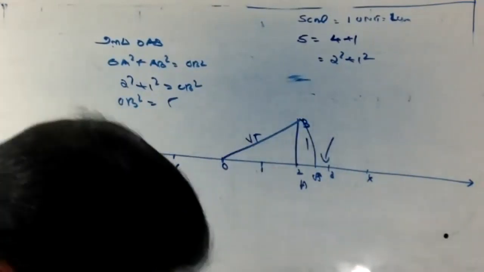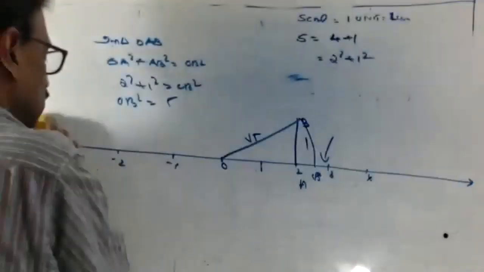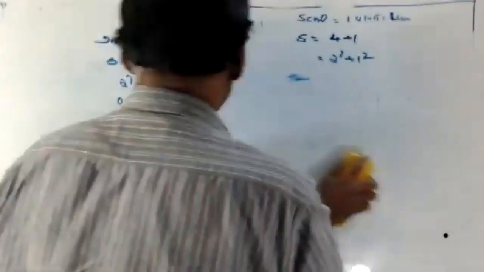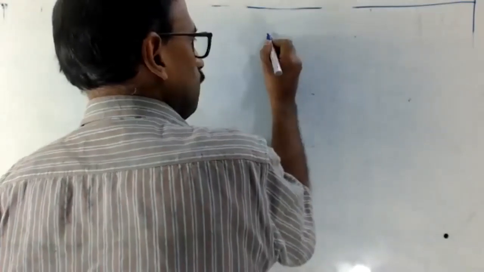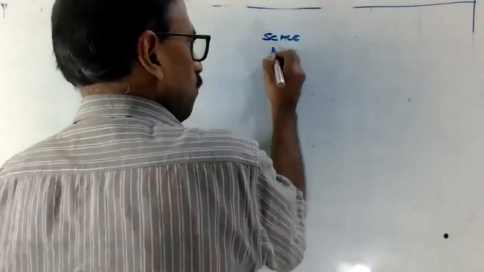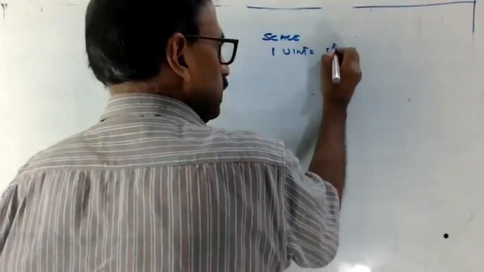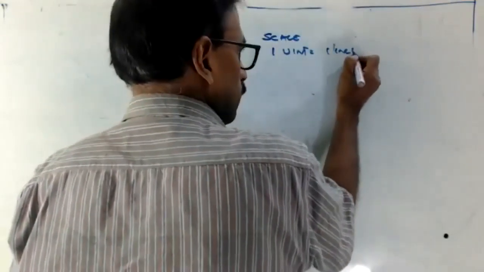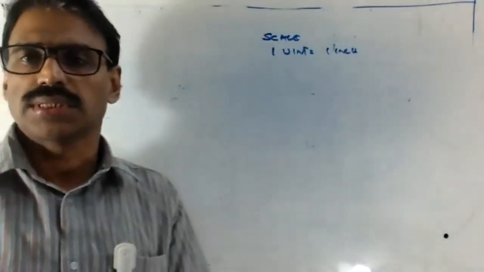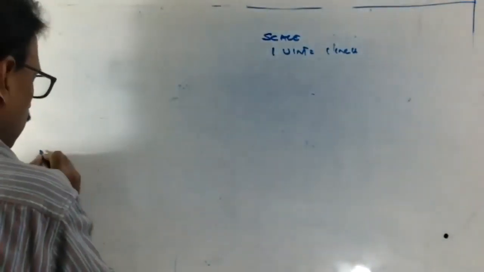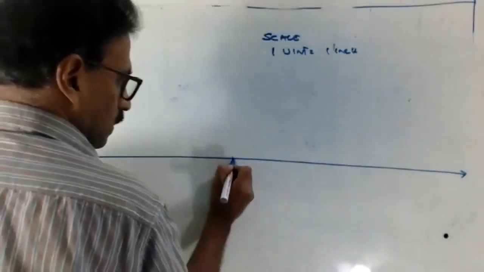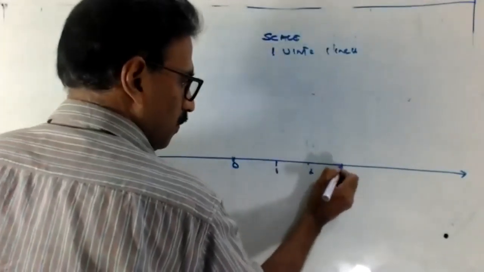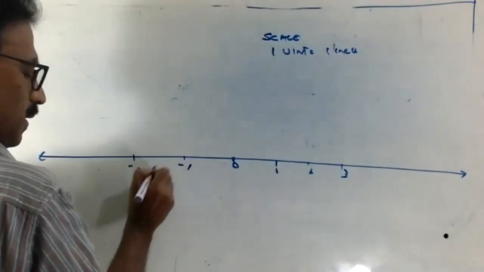Okay. Look, the steps. Once again, I'll tell you. The first, scale. What you are going to do? Scale: 1 unit equal to 1 inch. Scale depends on you, you can take your own scale, no problem. That's up to you. Make a number line. 0, 1, 2, 3, -1, -2.